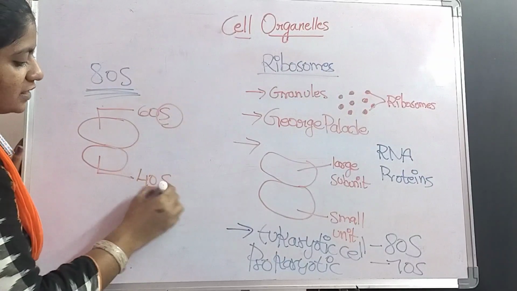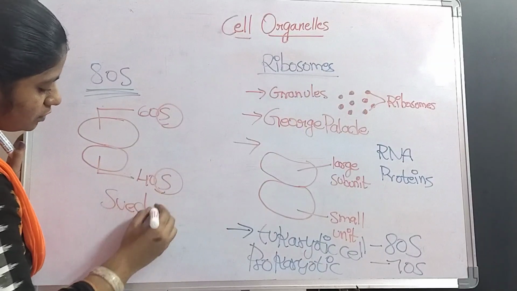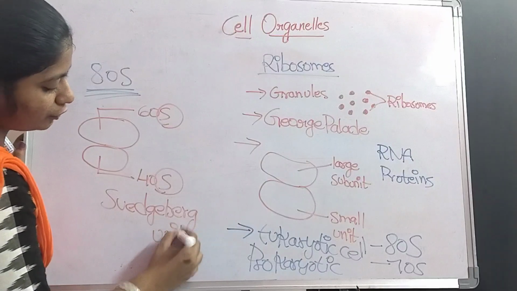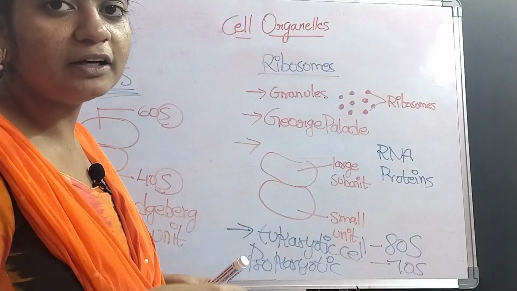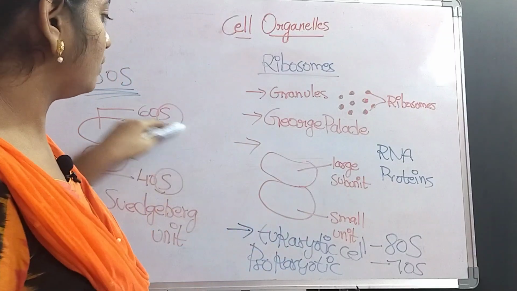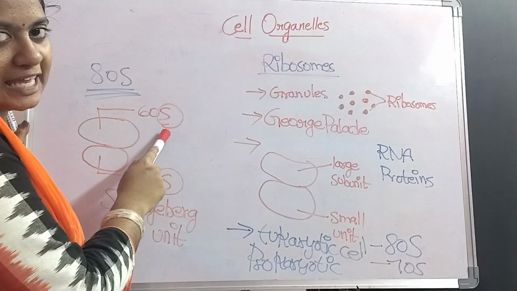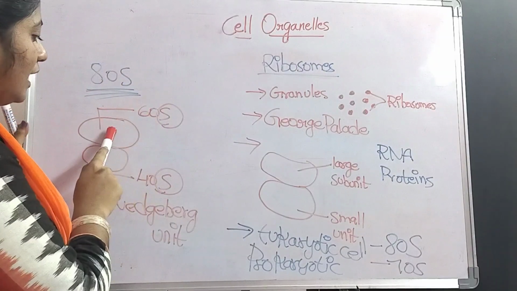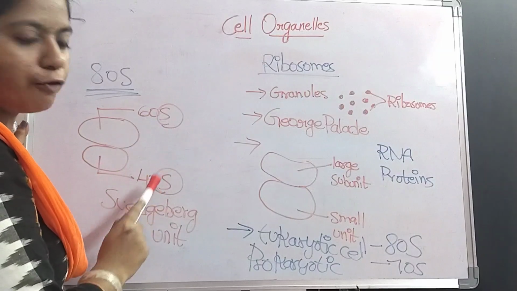What is the meaning of S here? S stands for Svedberg unit. What is the meaning of Svedberg unit? The Svedberg unit indirectly gives the measurement of density and size of the ribosome. Here the measurement of ribosome is indirectly given by the unit called Svedberg unit. S stands for Svedberg unit. So here in the 80S type of ribosome, the larger subunit is 60S and the smaller subunit is 40S.